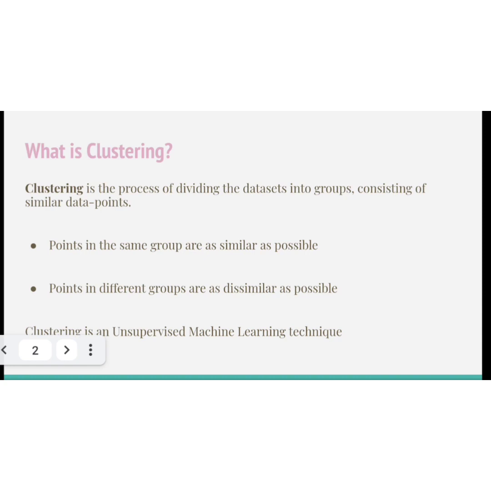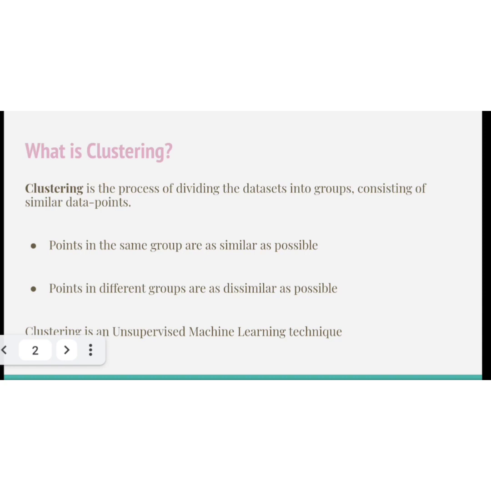Clustering is the process of dividing the datasets into groups consisting of similar data points such that points in the same group are as similar as possible and points in different groups are as dissimilar as possible. And clustering is basically an unsupervised machine learning technique.